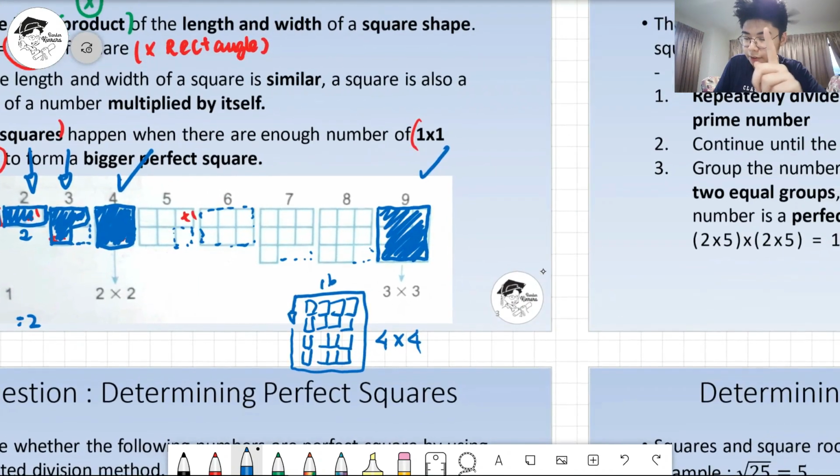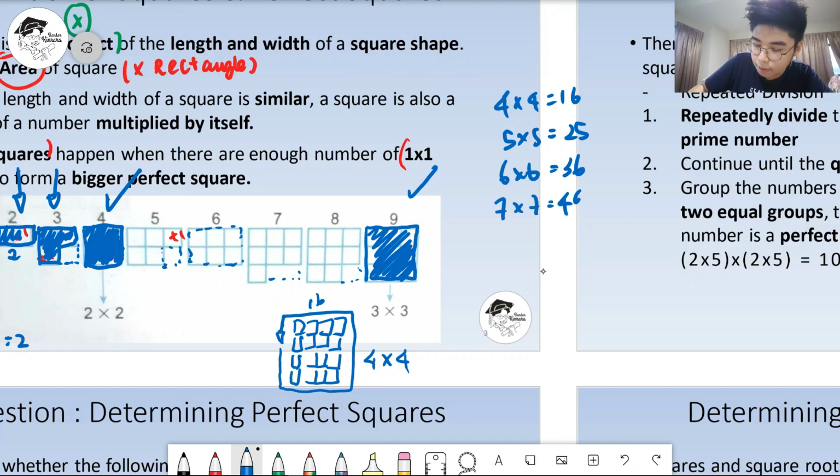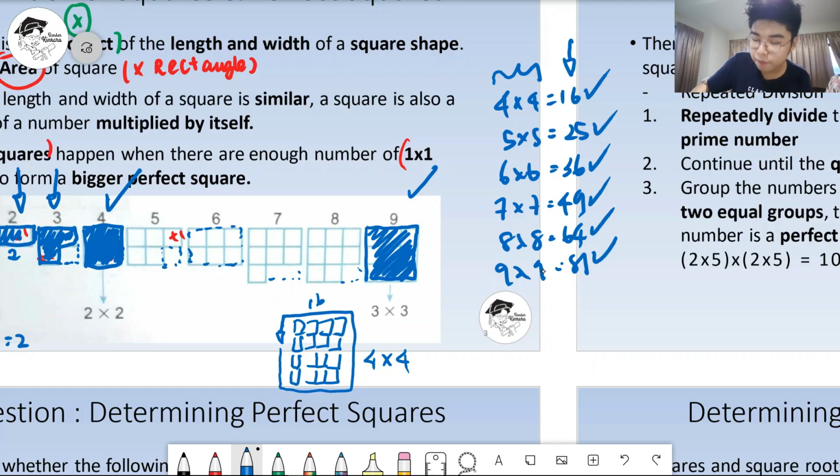See perfect square. Let's say we start from 4. 4 times 4 is 16. 5 times 5 is 25. 6 times 6 is 36. 7 times 7 is 49. 8 times 8 is 64. 9 times 9 is 81. Nampak ke tak? Tak kisah apa nombor kat belakang ni, as long as in the front here is the same number that multiply each other, you will get to 16. Or you will get to the number, this is the perfect square. Okay? These are all perfect squares.